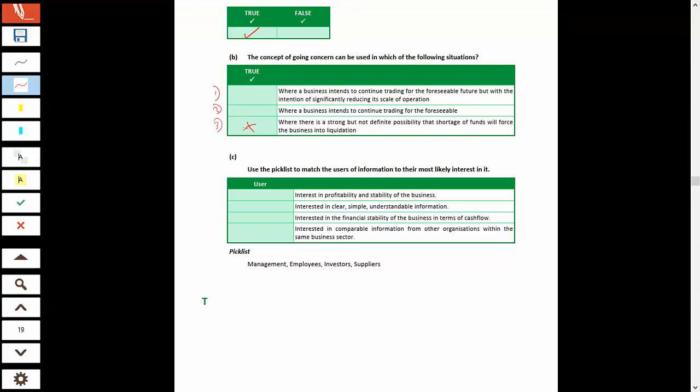So where a business intends to continue trading for the foreseeable future, but with the intention of significantly reducing its scale of operation. Now, because of that last little bit there, reducing the scale of its operation, that means that statement isn't true. That isn't correct. That is not an accurate description of going concern. We've already said we are talking about trading stably for the foreseeable future. This is a change. It's not something that can't happen. It's not outside the realms of possibility.